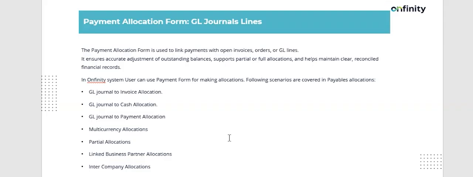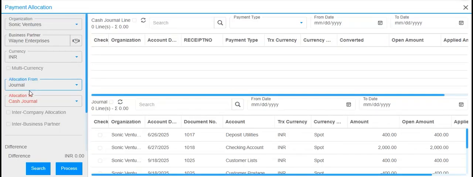Now, let us move to the next scenario, which is the allocation of GL journal records to payment records. In this scenario, we will allocate GL journal lines against payment transactions. Let us navigate to the next screen. Now, we are going to allocate GL journal lines with payment records.